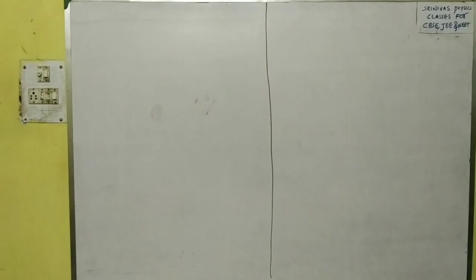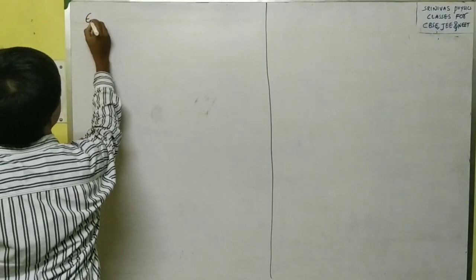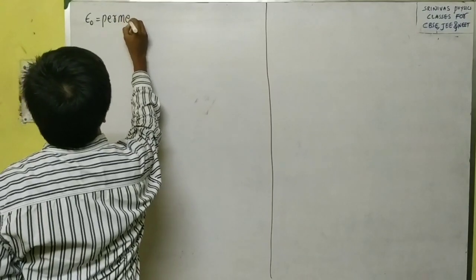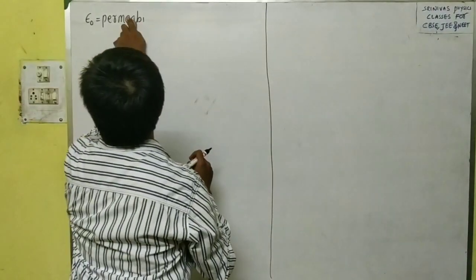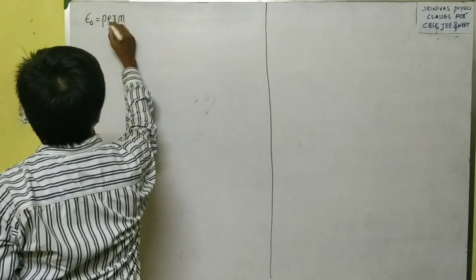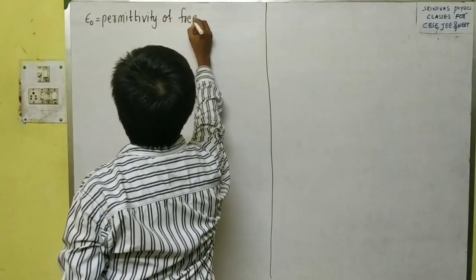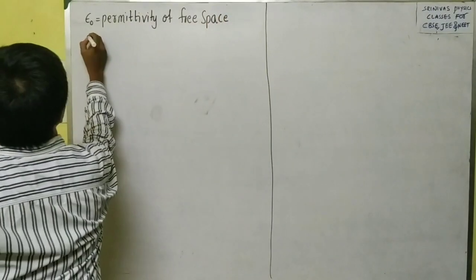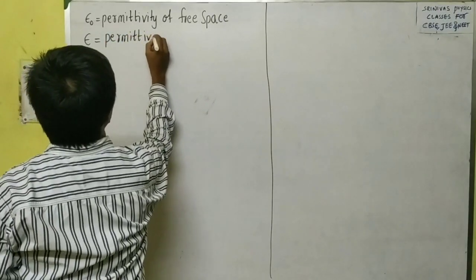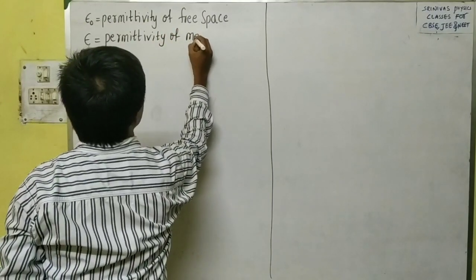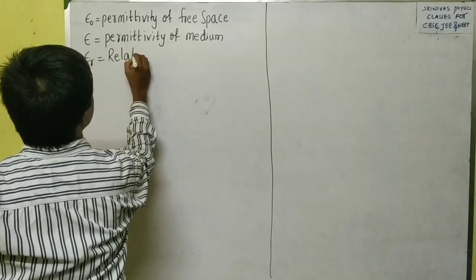Now I am going to continue the comparison of the formulas in electrostatics and magnetism. This is electrostatics. In this we have epsilon naught. Epsilon naught is what? Not permeability, it is permittivity of free space, which we get in the force formula. Epsilon is the permittivity of medium. Epsilon r is the relative permittivity.